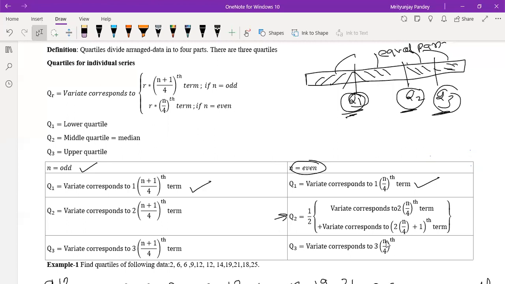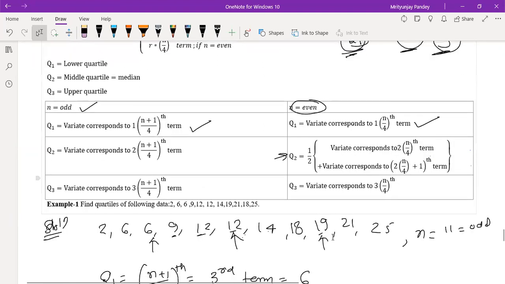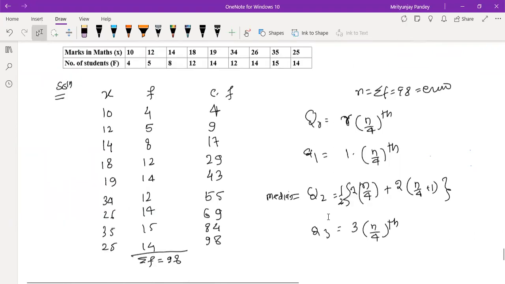1 by 2, 2 times n by 4 term, 2 times n by 4 plus 1 term, and then average of that. तो 2 नंबर का एवरेज लेंगे तो डिवाइड बाई 2 होता है. So this is a formula when n is even number. ऑड के केस में ऐसा प्रॉब्लम नहीं है, बट इवन के केस में थोड़ा एफर्ट लेना पड़ता है. ओके, तो यही फॉर्मूला हमने यहाँ पे यूज किया है.